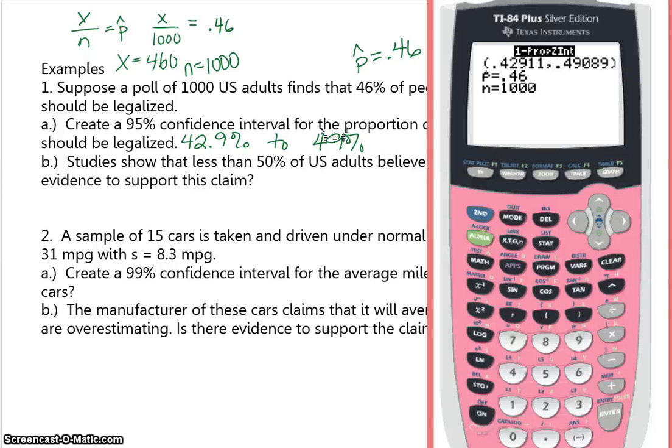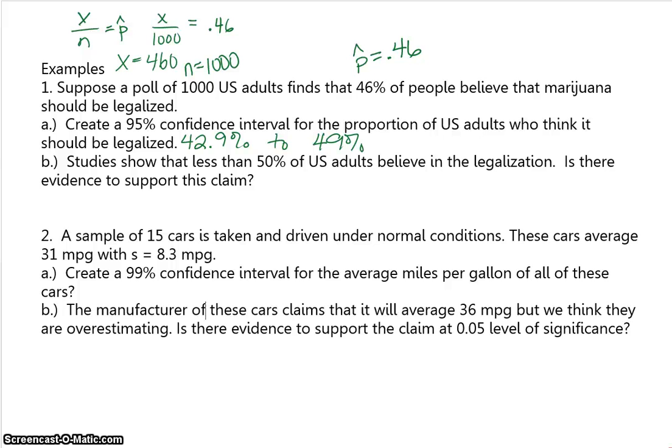Okay, part B. Studies show that less than 50% of all U.S. adults believe in the legalization. Is there evidence to support this claim? So we need our null and alternative. Our alternative, what we think is happening, is that the proportion P is less than 50%. So our null is that it's equal to 50%.